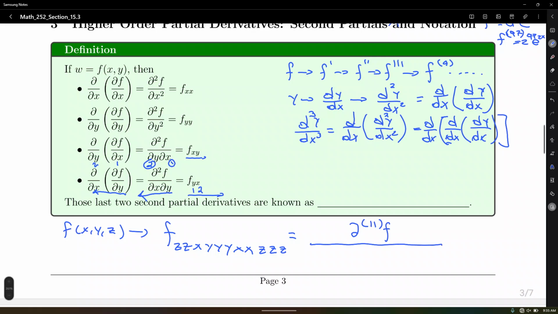So I'm going to start from right to left. Number 1, 2 times with respect to z, and then with respect to x, and then 3 times with respect to y, then 2 times with respect to x again, and finally 3 times with respect to z. Do you see the order? How is it backwards?